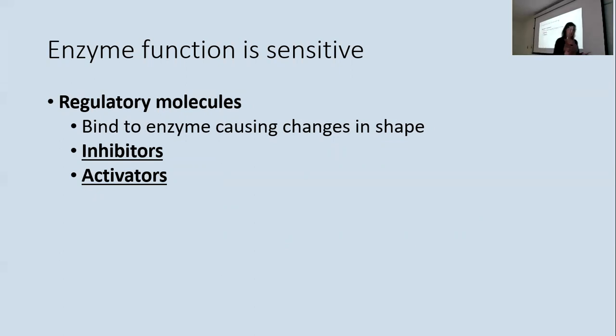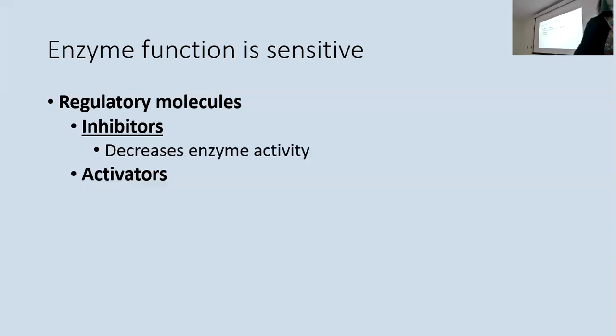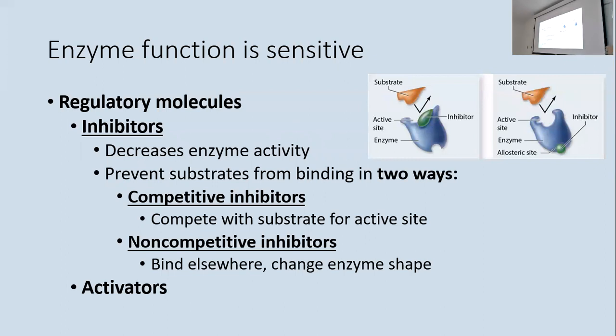So we'll do inhibitors first. Inhibitors decrease enzyme activity. They inhibit it in a couple ways. You have these inhibitor regulatory molecules, and they can either be competitive or non-competitive, right? Both of these molecules are working to stop the substrate from binding to the enzyme. A competitive inhibitor stops a substrate from binding to an enzyme by fitting into the active site, basically blocking the substrate from binding, right? So they compete with the substrate for the active site and get in the way, stopping the enzyme from doing its job.